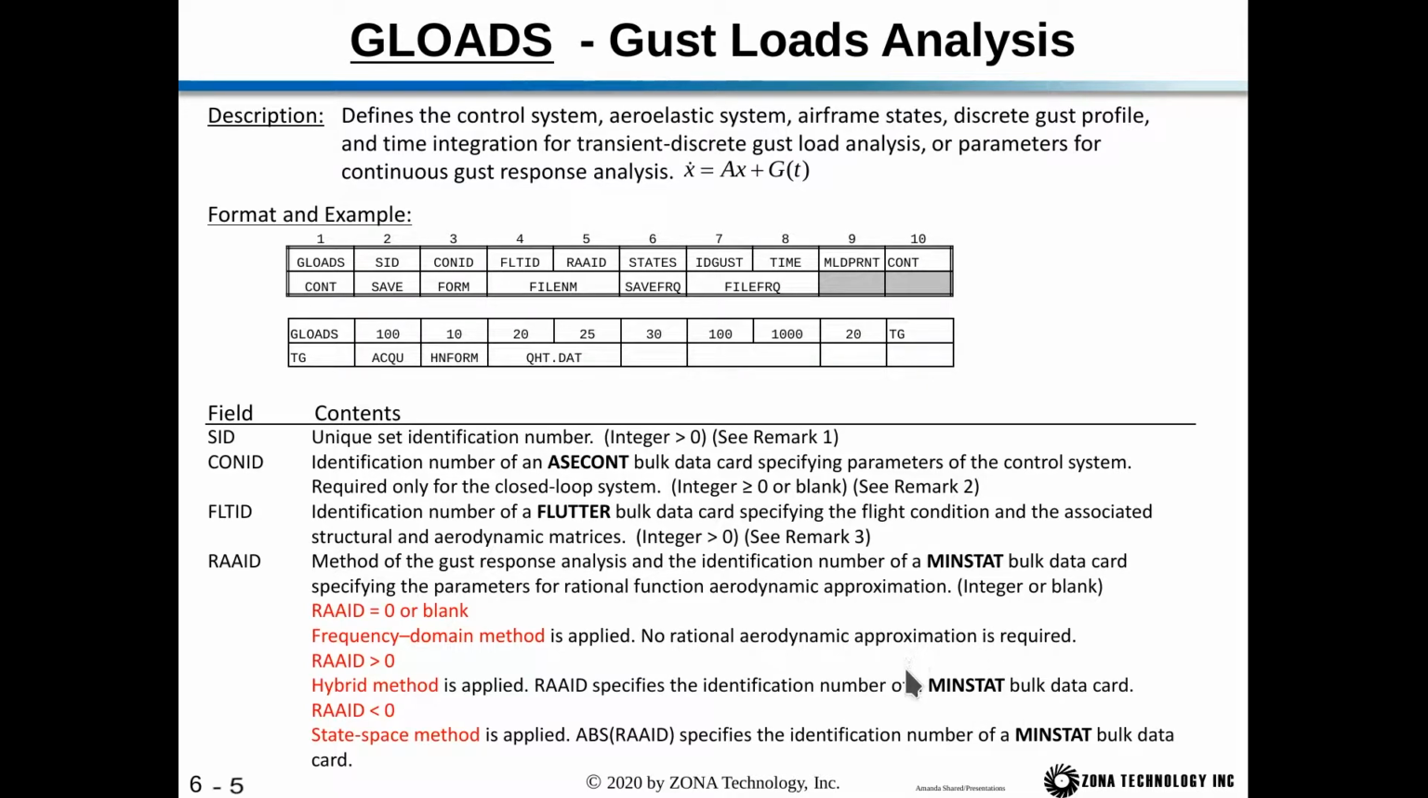This is for the rational function approximation for the normal modes and control surface modes, but remember with the hybrid method, the gust aerodynamics are solved through the frequency domain. And then lastly, if RAA ID is less than 0, the state space method is applied. So the absolute value of this field refers to the ID number of the MNStack card. In this case, the RFA is applied to the control surface modes, the normal modes, and the gust modes.